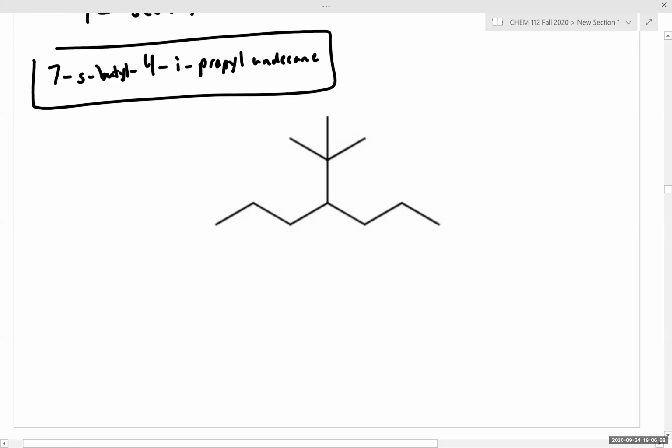So let's work through this example. Let's try to get a few proposed names for this compound in the chat. And we'll discuss in about 2 minutes. So we already have some wonderful responses in the chat. Let's try to get a few more and we'll discuss in a minute.